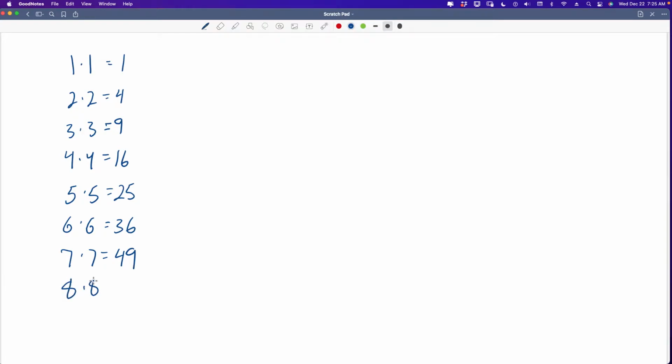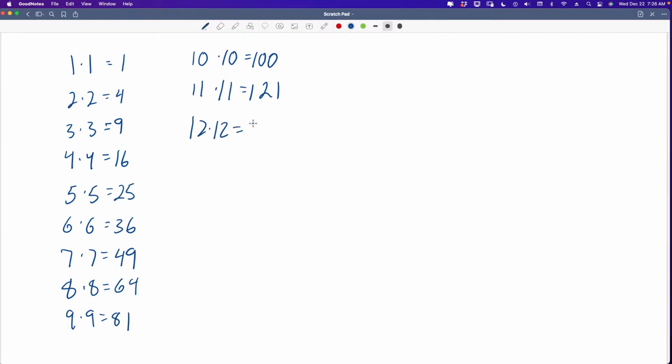And that's just numbers squared. So that'd be 64. 9 times 9 is 81. 10 times 10 is 100. 11 times 11 is 121. And then 12 times 12 is 144.